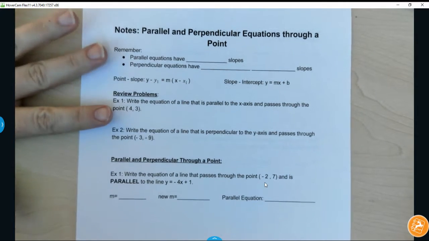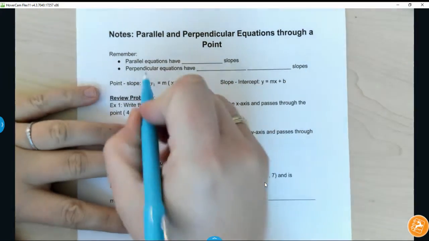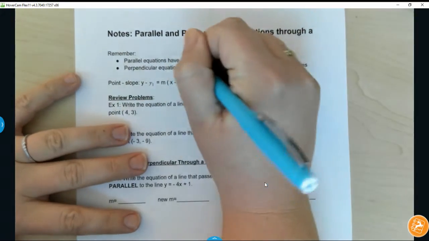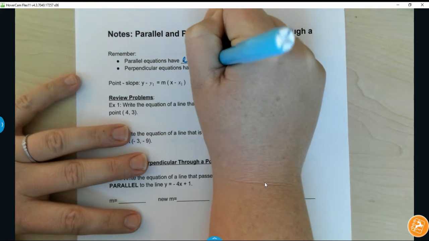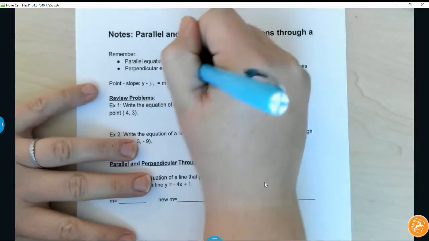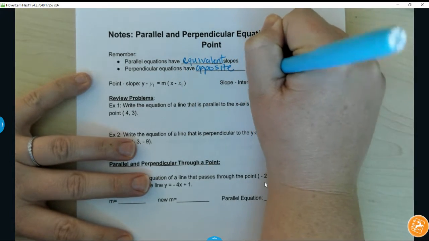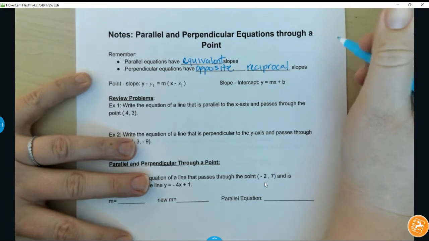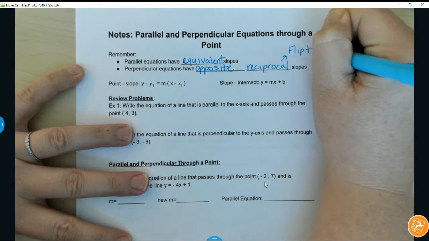So a couple weeks ago, we talked about parallel and perpendicular lines in relationship to the y-axis and the x-axis, and now we're going to look at specific points. So we know that parallel equations have equivalent or the same slopes. Perpendicular equations have opposite reciprocal slopes. And we said for that one, we use the phrase flip and switch.